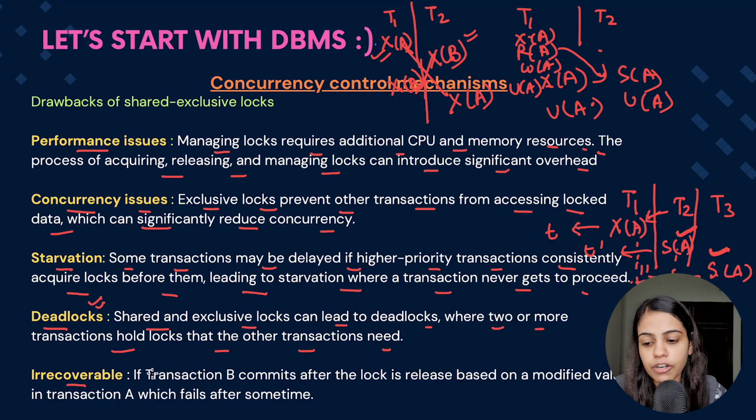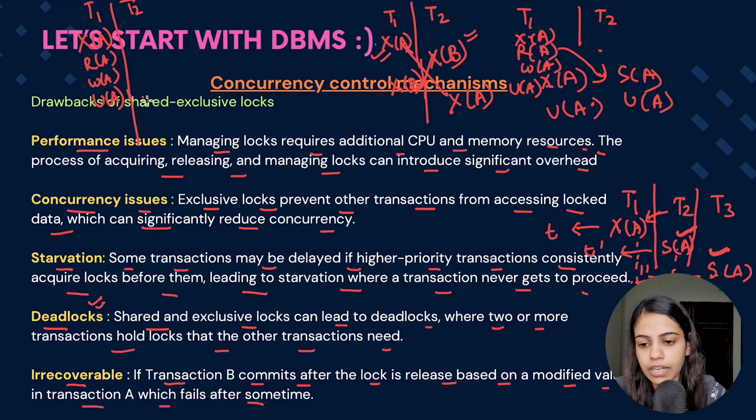Now coming to the next point, that is irrecoverability. If transaction B commits after the lock is released based on a modified value in transaction A which fails after some time. So consider there are two transactions T1 and T2. As part of T1, I am taking an exclusive lock on A. I am reading the value of A. I am modifying the value of A. And then I am unlocking A.